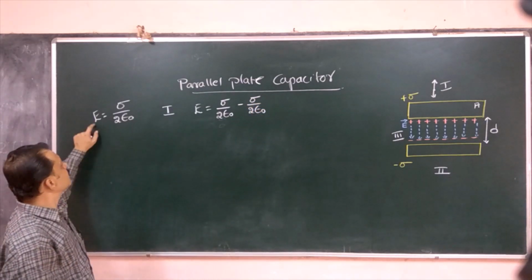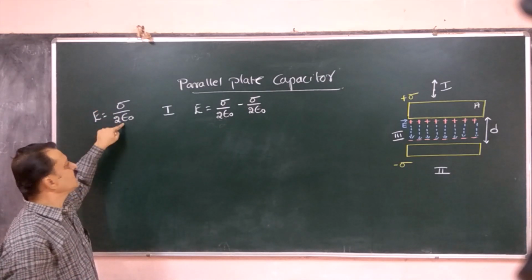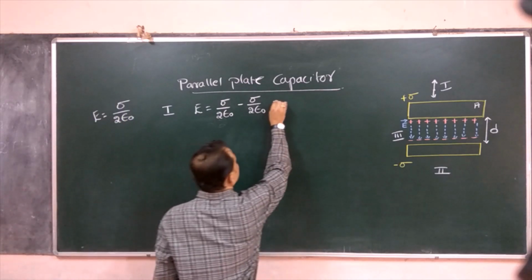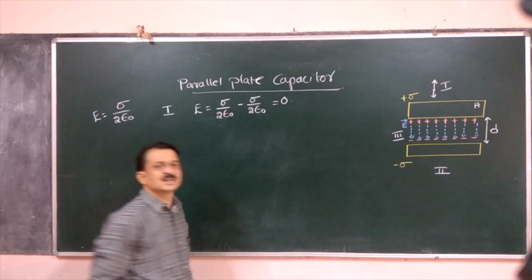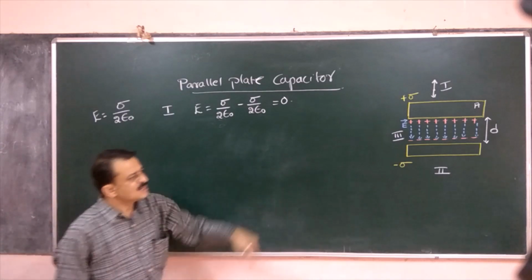We are already familiar with this expression. It depends only on the surface charge density and the constant epsilon naught. So therefore the total electric field in the first region is 0. Clear? Now let me take any point in the second region.